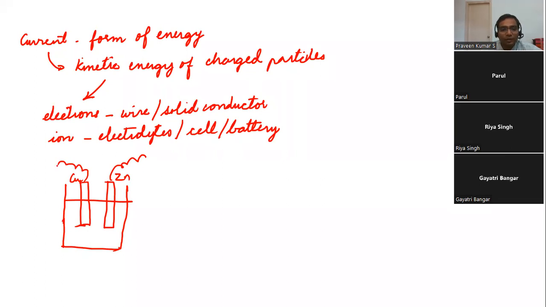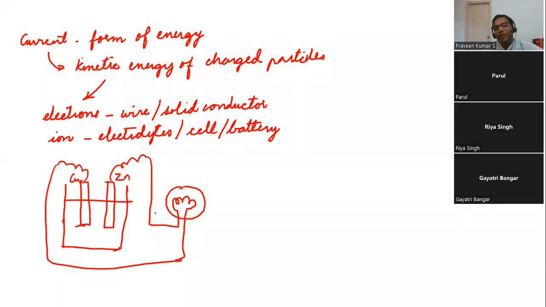Okay, now you take this wire and connect it to a bulb. Will this bulb glow? No, sir. Why wouldn't it glow? There is no source of energy. Yeah, so in reality the bulb will glow. Okay, there is a source of energy. It is actually called the potential difference between these two.